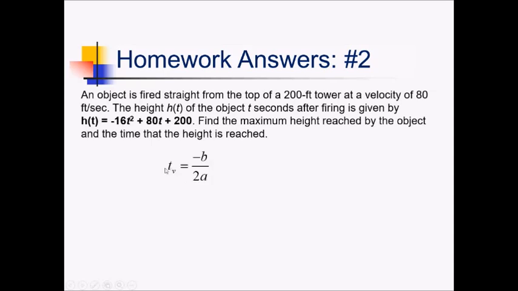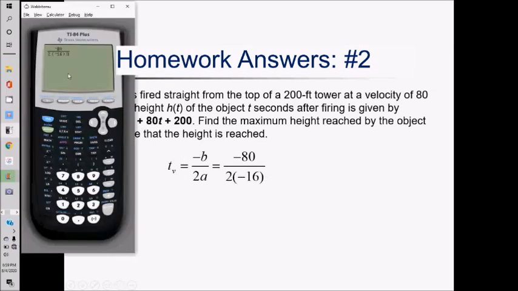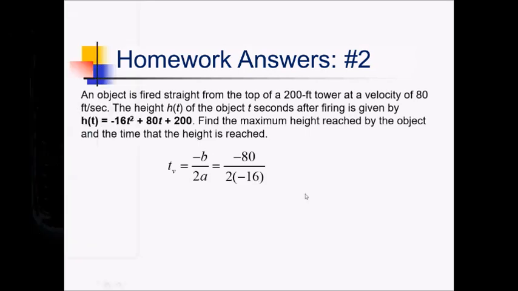To find the vertex of something in standard form like this, we'll use negative b over 2a. So the t value, that's kind of like the x value here of the vertex, is going to be negative 80 over 2 times the a value, negative 16. Let me plug that in the calculator. Using fraction mode, this comes out to 5 over 2, or I guess I could write 2.5 as a decimal. So this is saying 2.5 seconds after launching, that's when the highest height occurs.